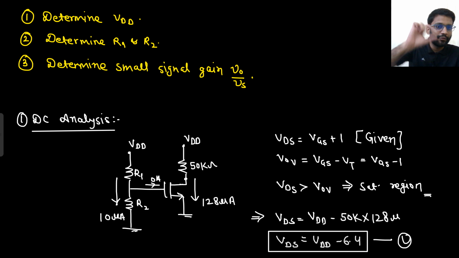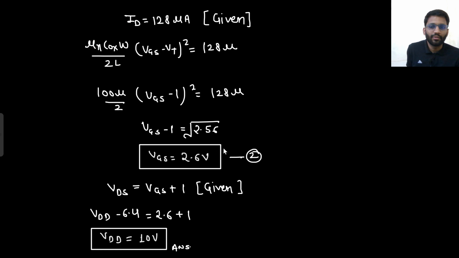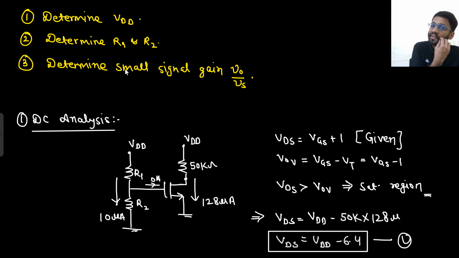I determined the value of VDS. VDS is VDD minus ID into RD. So VDD minus 6.4. Now to use this equation, I need to determine the value of VGS. For that, I have the current 128 microampere. So I determined the value of VGS. VGS is 2.6 volt, and then I calculated this value. Well and good. Now I need to calculate R1 and R2.